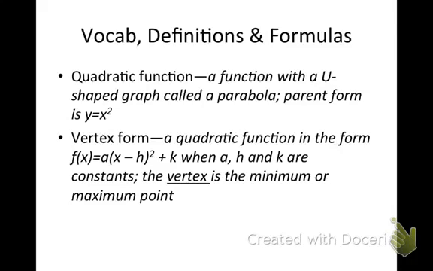There's a particular type of quadratic function in a certain form, and that's called vertex form. That's the first form of this equation we're going to work with. In general, it's going to look like the function equals a times (x minus h) to the second power plus k, where a, h, and k are constants. What's nice about this form is that at a glance you can tell where the vertex is, which is either the lowest point on the parabola or the highest, the minimum or the maximum.